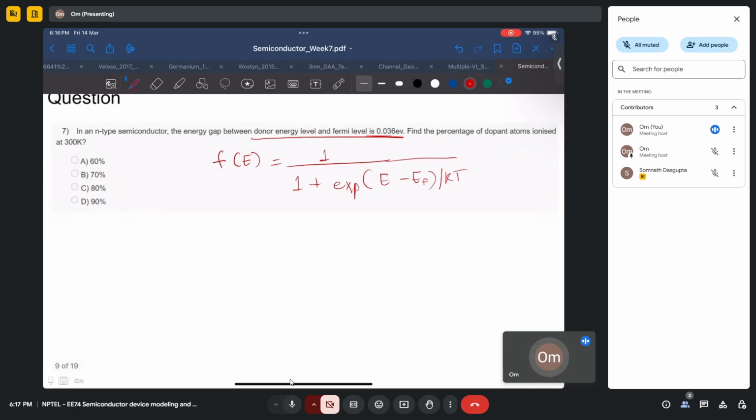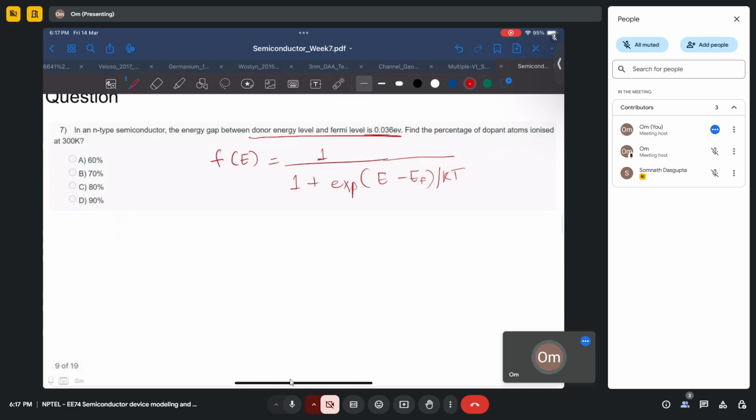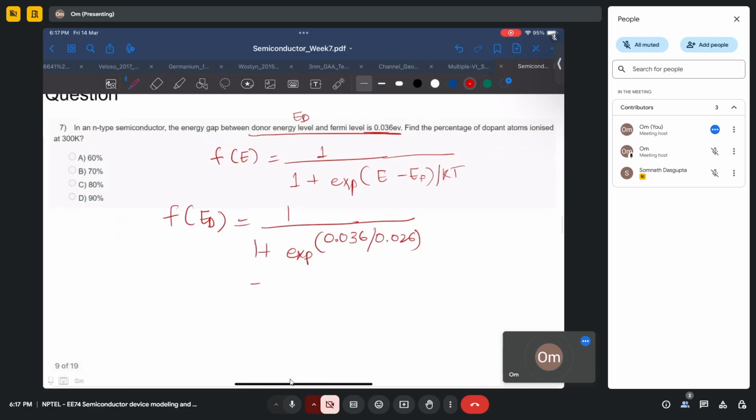So we can say the probability of finding electrons at the energy of the donor level ED, that we can find, f of ED is 1 upon 1 plus exponential of 0.036 by kT by q. I will assume kT by q to be 0.026 at room temperature. If I solve this, it will be 0.2. So this is the probability of finding electrons at the donor level.